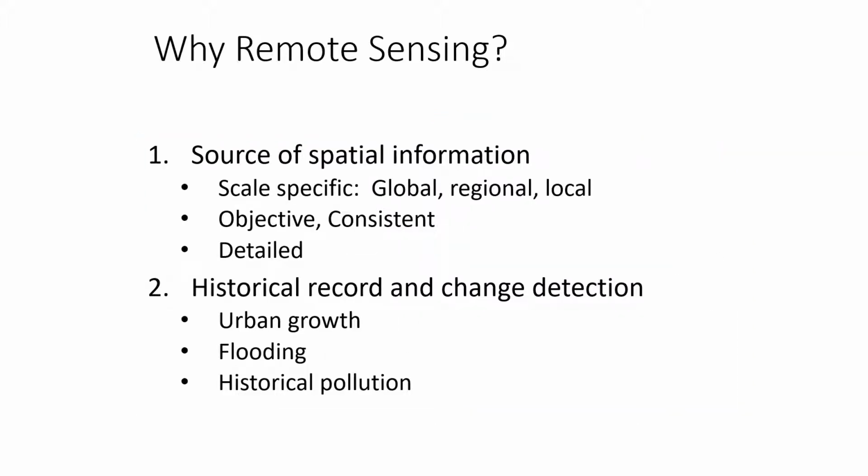Why? It gives us a lot of spatial information, scale specific: global, regional, local. It's objective and consistent, and it's detailed. It allows us to look at things like historical record and change detection, for things like urban growth and flooding and historical pollution. All kinds of ways we can examine what is or is not going on.